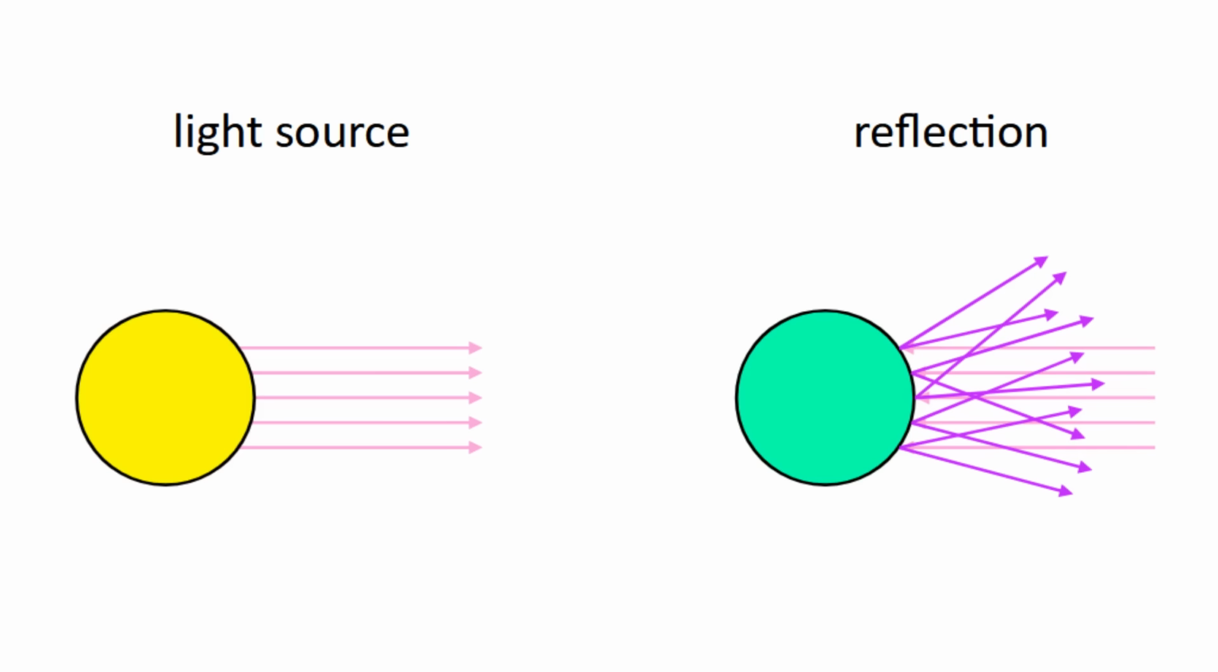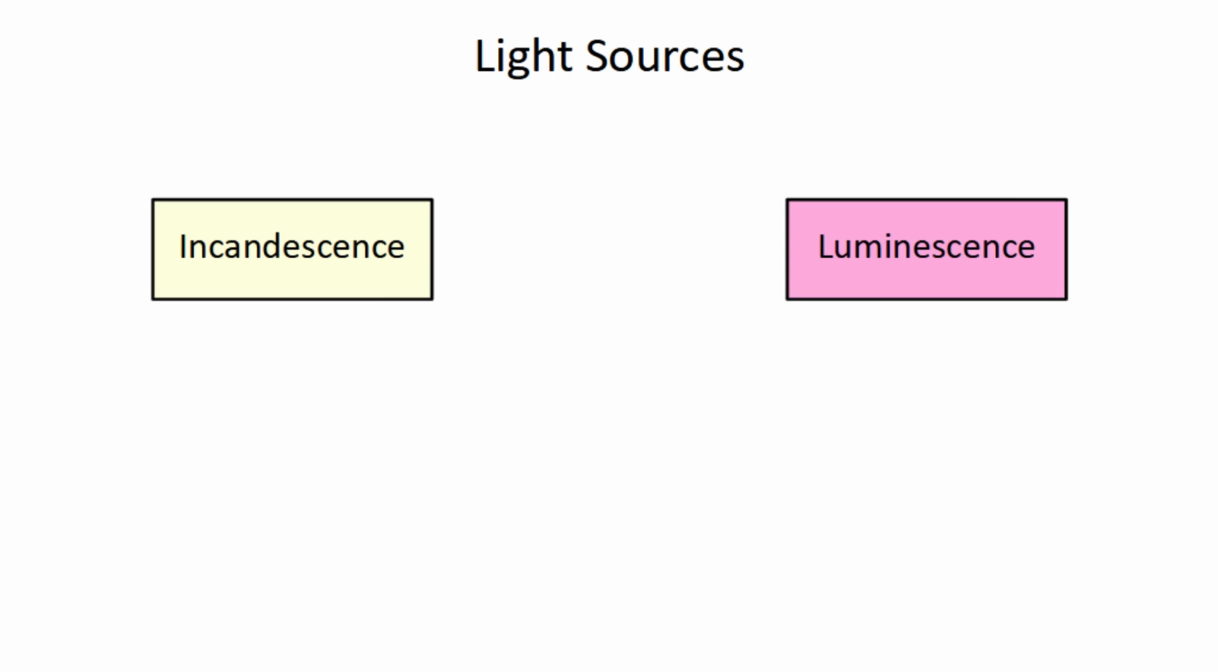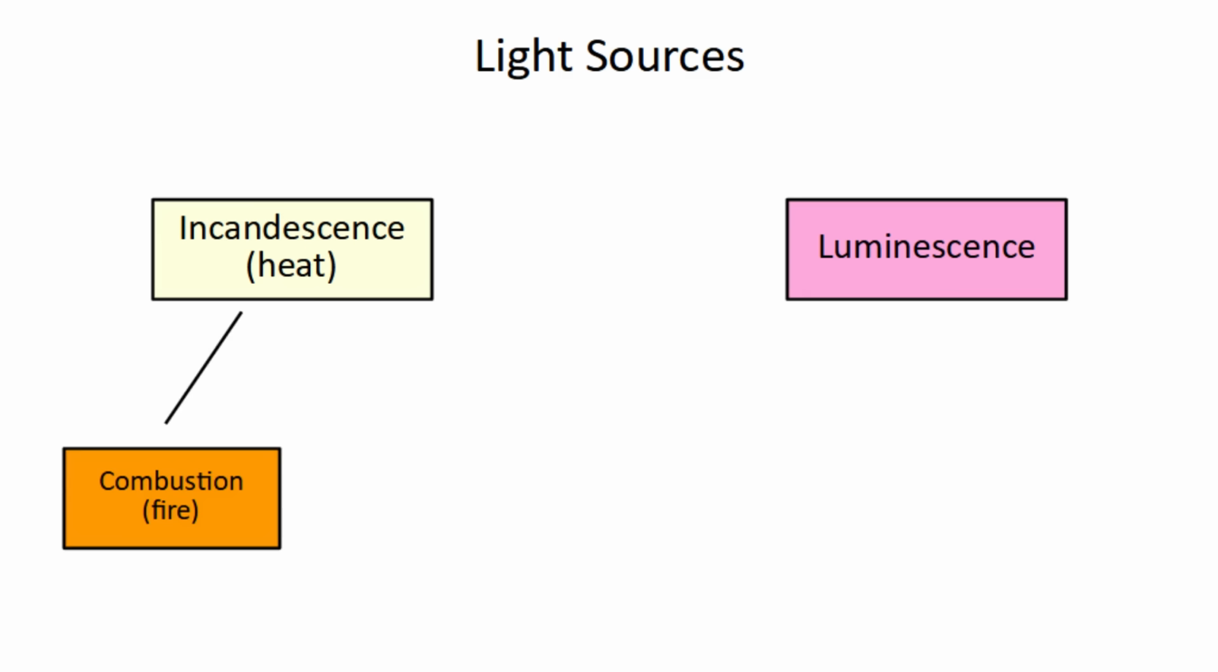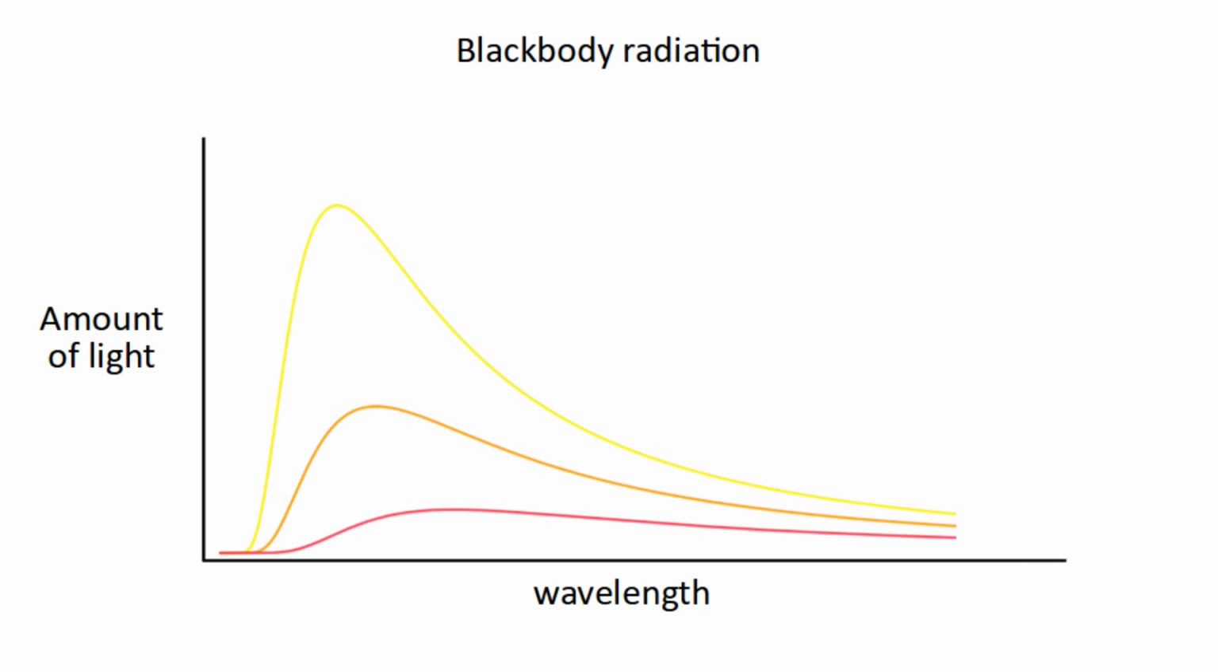Well, there are two main types of light sources, incandescent ones and luminescent ones. Incandescence is when an object produces light based on its high temperature. This can be through things like combustion, aka fire, or blackbody radiation, where the emission spectrum of a hot object is approximately wave-shaped and the peak wavelength is inversely proportional to temperature. For something cold like a human, the peak is way in the infrared, so we don't produce visible light.